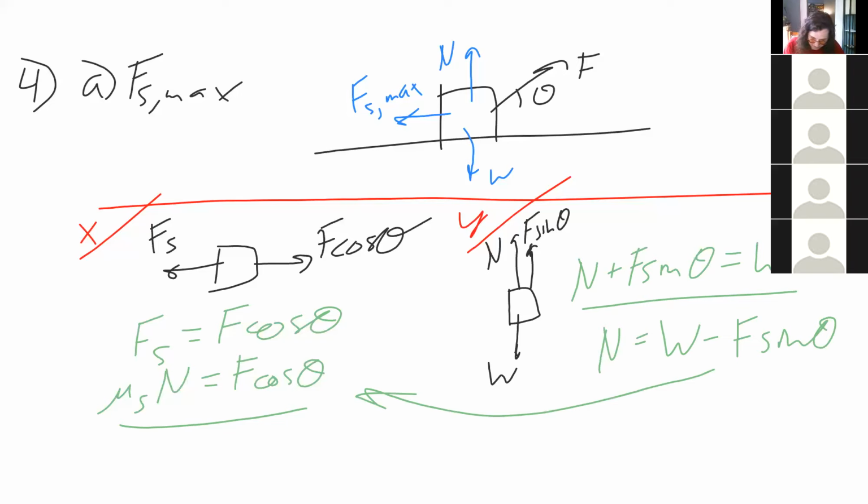So that will give us, plugging it in for the normal force, mu static times the weight minus F sine of theta is equal to F cosine of theta. Cool. And then from here, we need only to solve for F in terms of everything else.